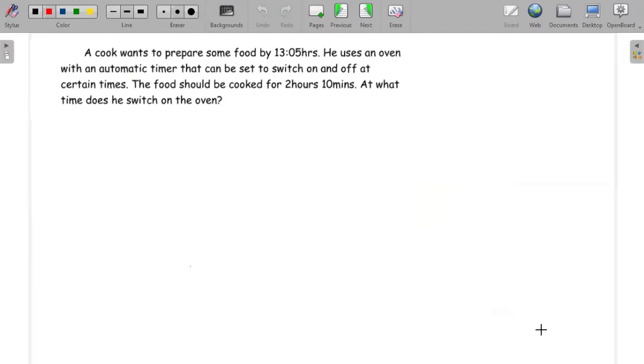So question 6 is saying a cook wants to prepare some food by 13:05, which means by this time the food should be prepared. He uses an oven with an automatic timer that can be set to switch on and off at certain times. The food should be cooked for 2 hours, 10 minutes. At what time does he switch on the oven?